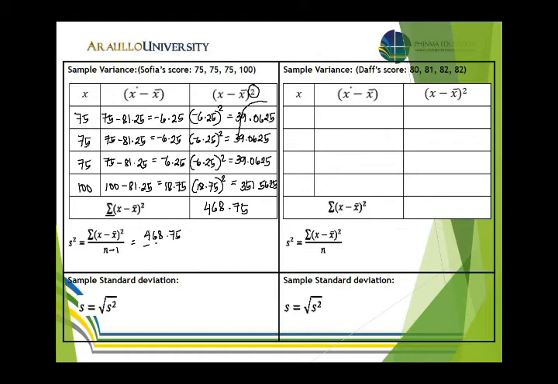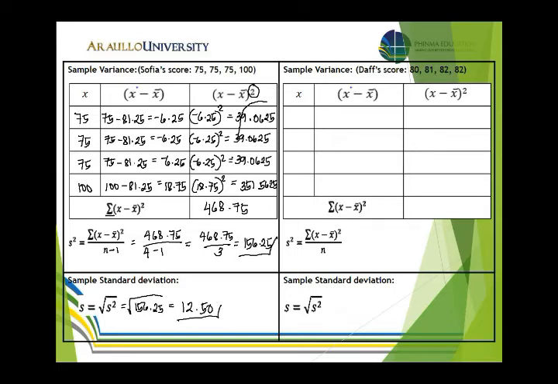468.75 divided by n minus 1, which is 4 minus 1. So we have 468.75 divided by 3. So we have 156.25 for our variance. Okay, as simple as that. And then for sample standard deviation, it is the square root of our variance, 156.25. So we have 12.50 for our standard deviation.